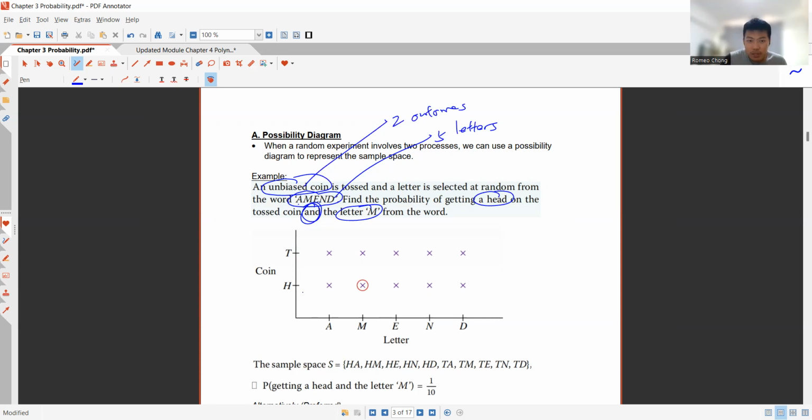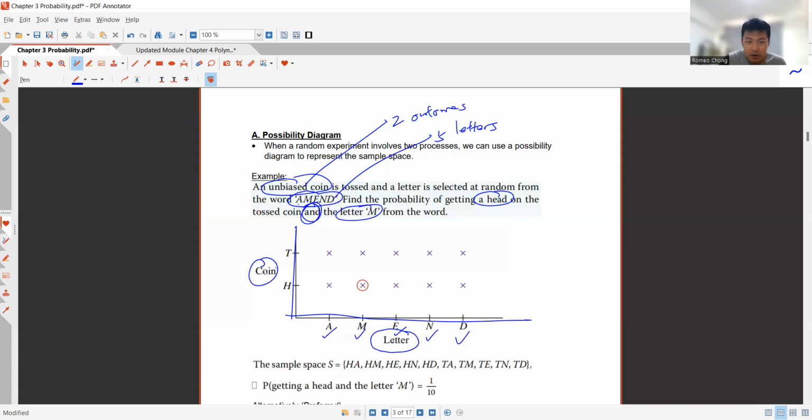to help you. So what you can do is, you draw a vertical axis and a horizontal axis like this. Okay, then after that, on the horizontal axis, let's say you want to choose a letter from the word "a man". So you have 5 letters, right? So you write A, M, A, N, and D. So you have 5 letters here. Then after that, for the coin here, you have 2 outcomes, which is T and H. Okay, for the coin.